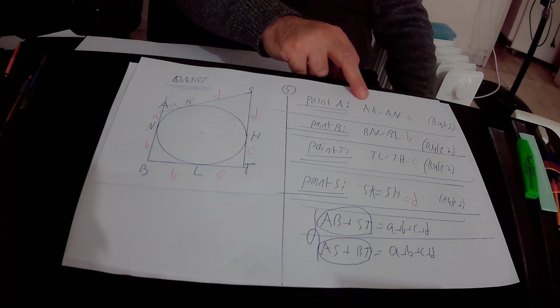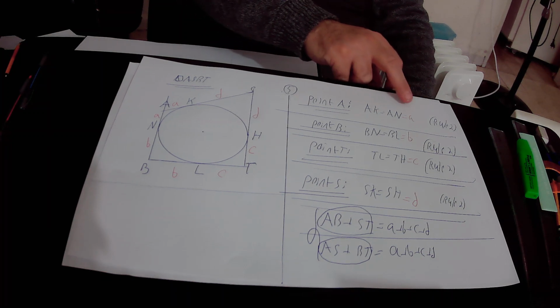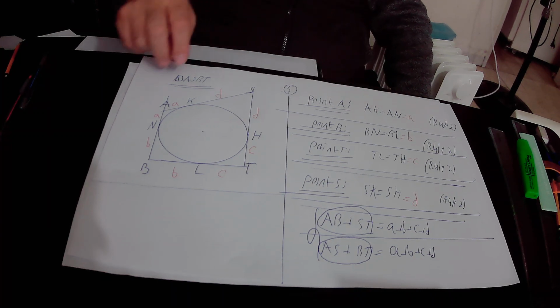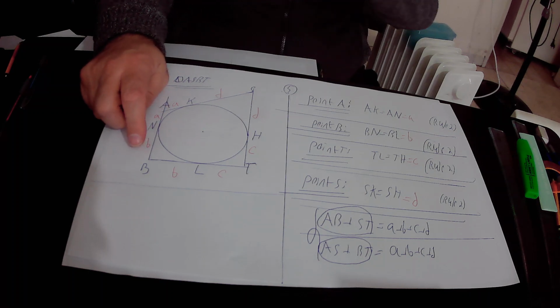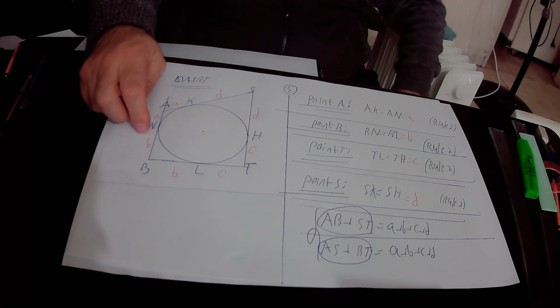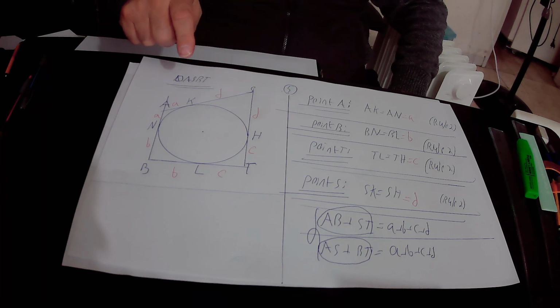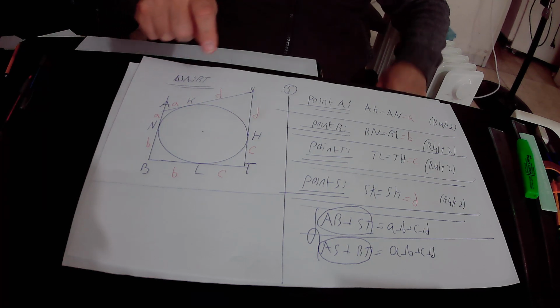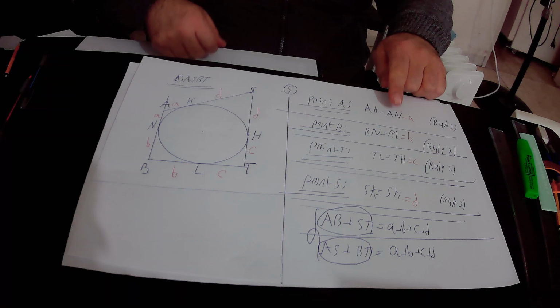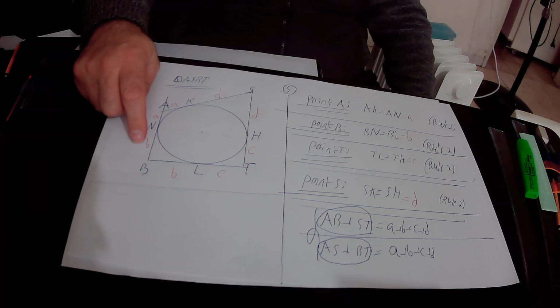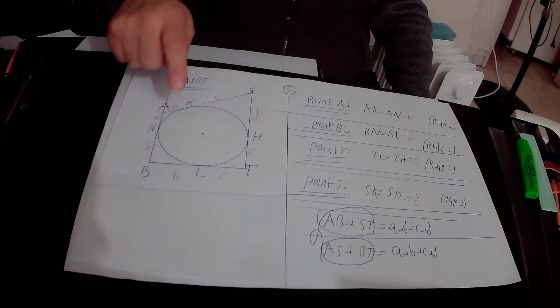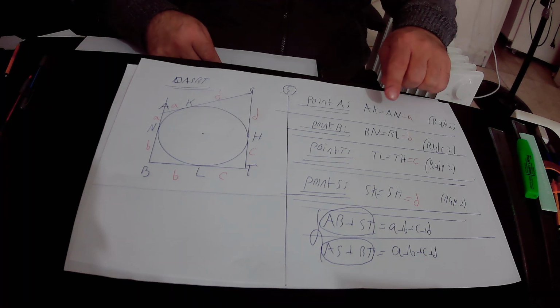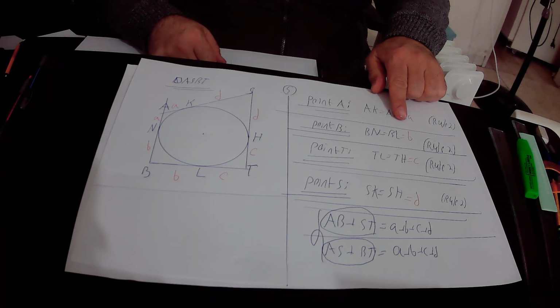So in conclusion, we found out that AK equals AN equals A. Then we focus on the common external point B. From the common external point B, we have two tangents to this circle, tangent BN and tangent BL. According to rule 2, they are equal to each other. That is to say, BN equals BL. So if we define the length of BN as B, then BL must also equal B because they are equal to each other. So in conclusion, we found out that BN equals BL equals B.